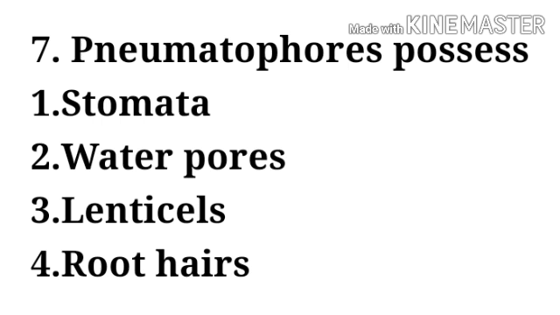Question number 7, pneumatophores. Number 1 stomata, second water pores, lenticels and root hairs. Pneumatophores are found in marshy saline soil plants, and special types of cells are present for the exchange of gases. Number 3, lenticel, is the correct option for question number 7, because these are useful for the exchange of gases.